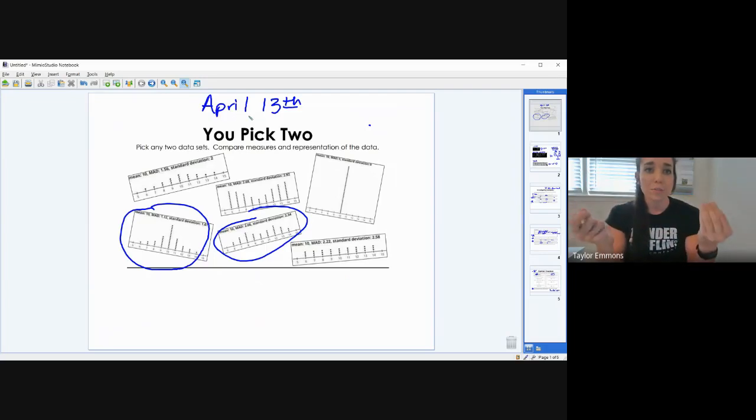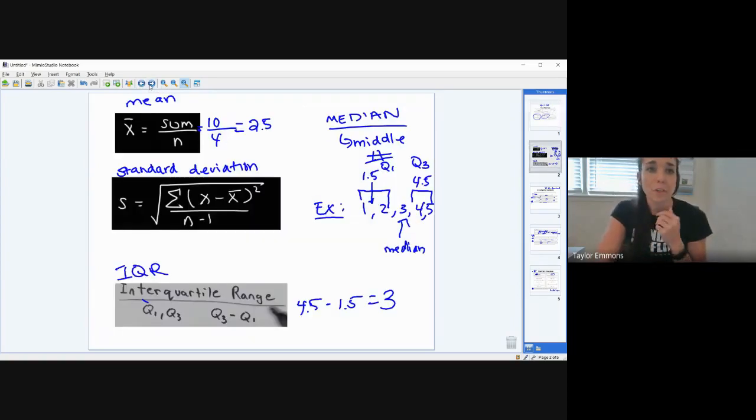You picked two sets and you just compared them. You can compare them in any way. This was just to get you thinking along the lines of dot plots. Okay, this is where we get the meat of the information.